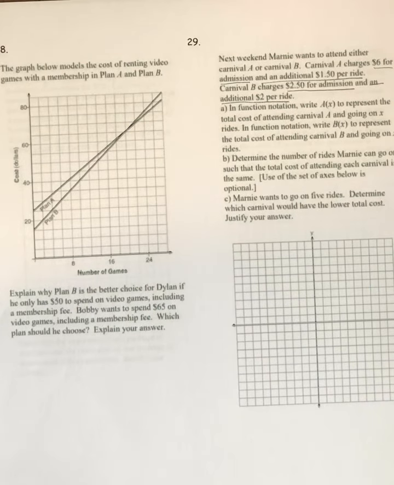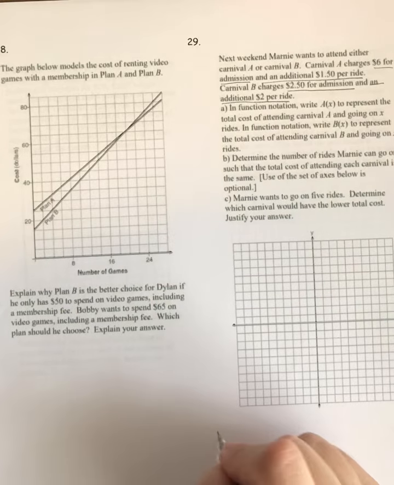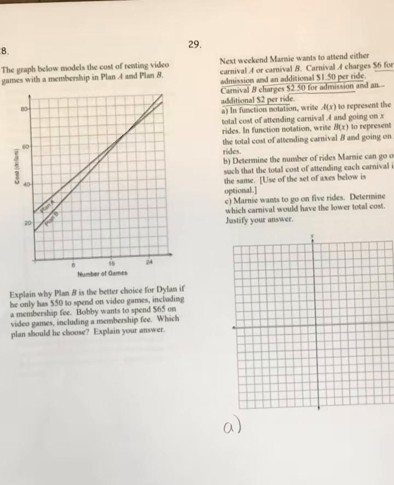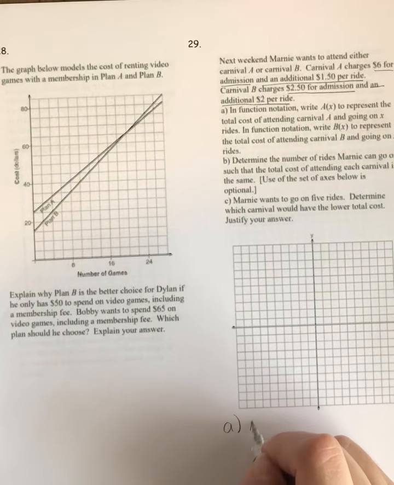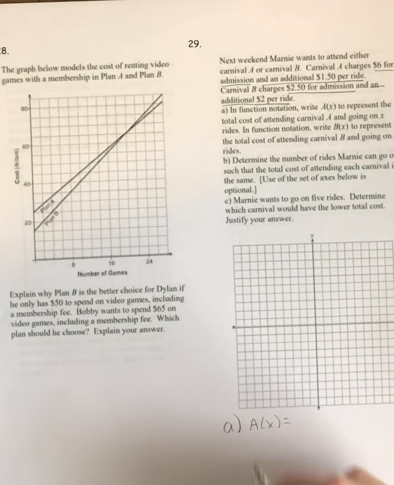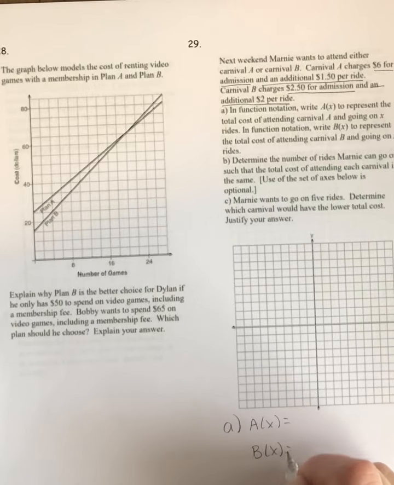In function notation, write a of x to represent the total cost of attending Carnival A and going on x rides. And in function notation, write b of x to represent the total cost of attending Carnival B to go on x rides. So I'm going to go down to the bottom and write part A. So my first equation is going to be a of x, and my second equation is going to be b of x.